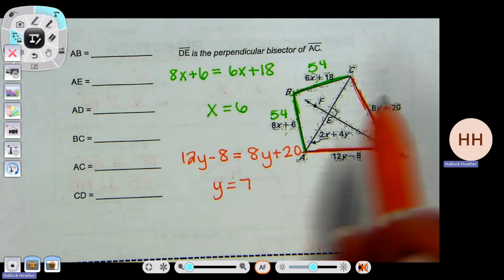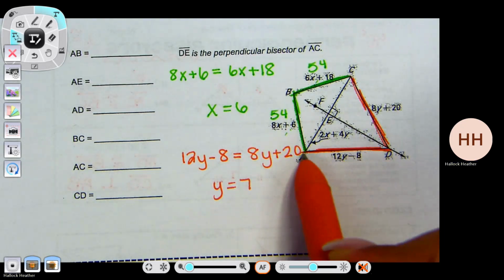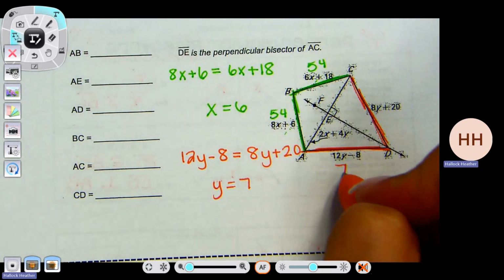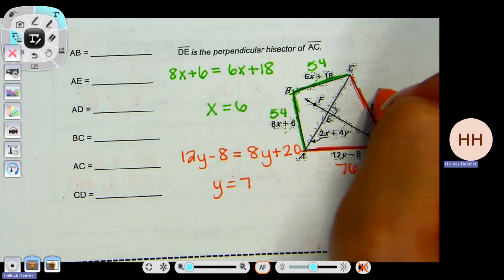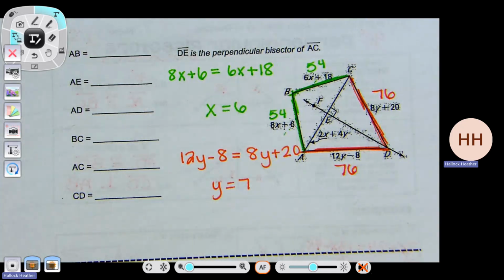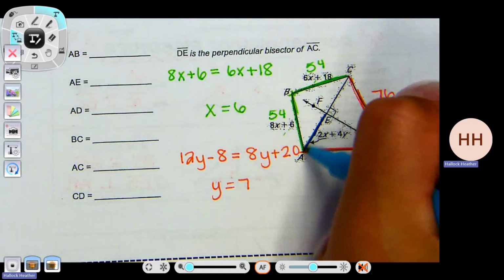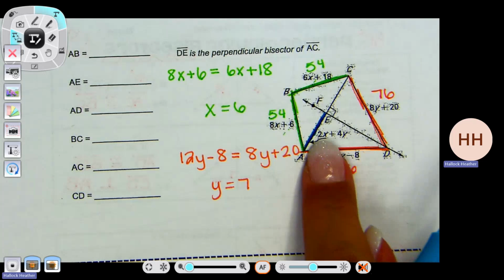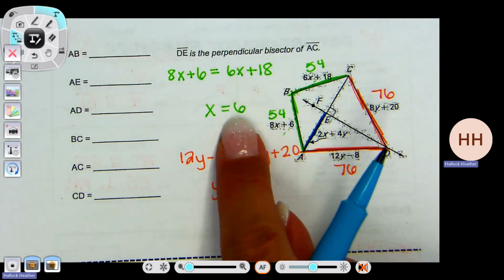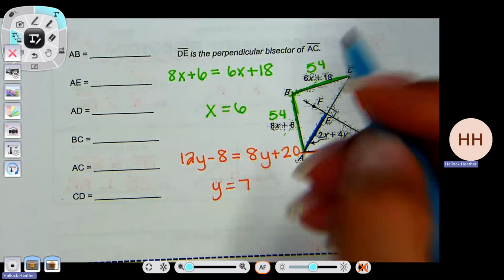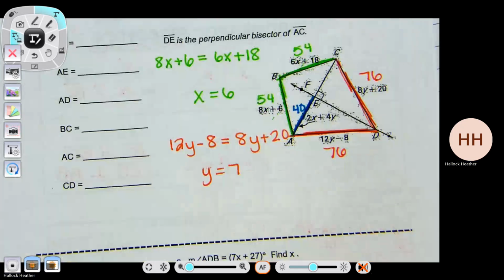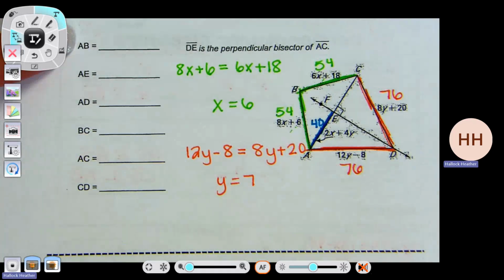What about the orange parts? What is this? 76. And then 76 can go in the other orange part. So over here, this will be 76. And then the last part that we haven't talked about yet is technically this section, which is AE. AE is combining 2x and 4y. So if I do 2 times 6 and 4 times 7 and I add them together, you get 40. Okay, so now we're going to actually fill in our answers.